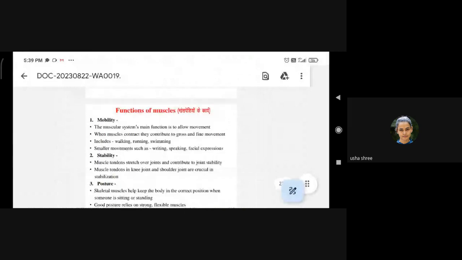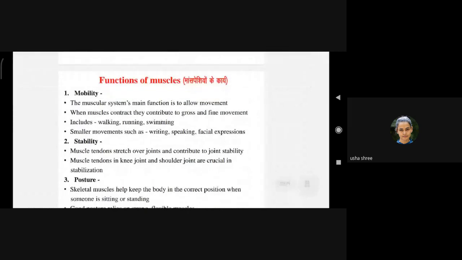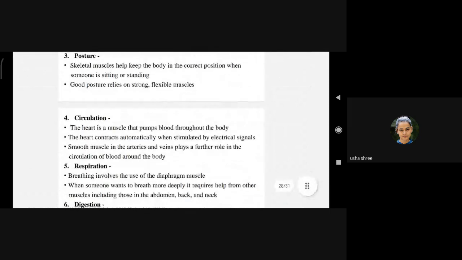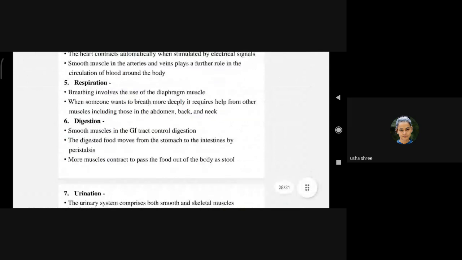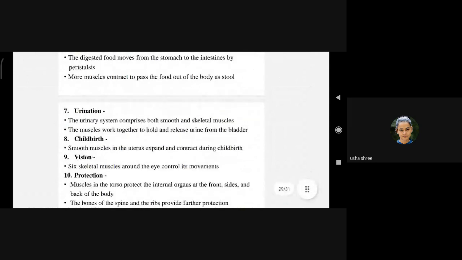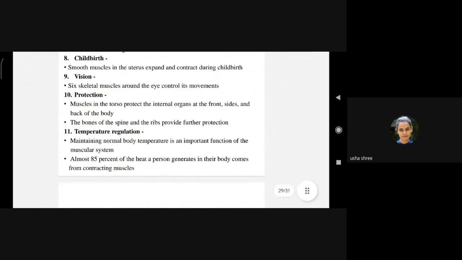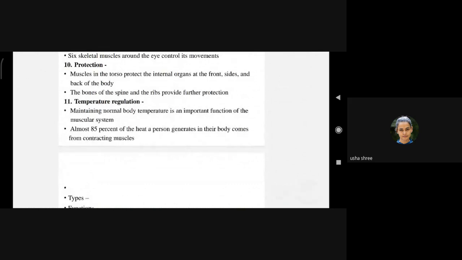Now, the functions of muscles: they provide mobility, stability, posture, circulation, respiration, digestion, and urination, obviously, childbirth, vision, protection to our organs, and temperature regulation, most importantly. So, these are the points you should remember.